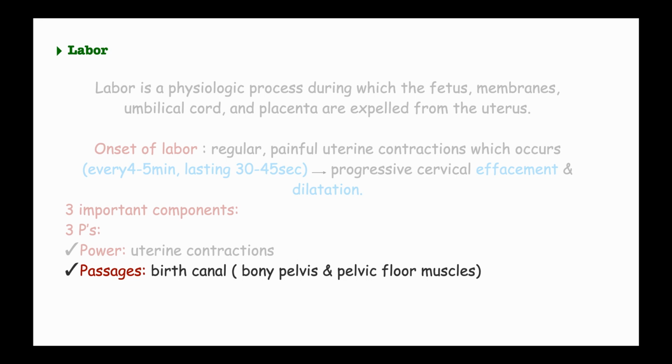Now, the second P is passages, and this refers to the birth canal, that's the bony pelvis and the pelvic floor muscles through which the baby will pass to be delivered. And the last P represents the passenger, that is the fetus itself. Now, we are going to spend some time to describe the passages and the fetus in detail.